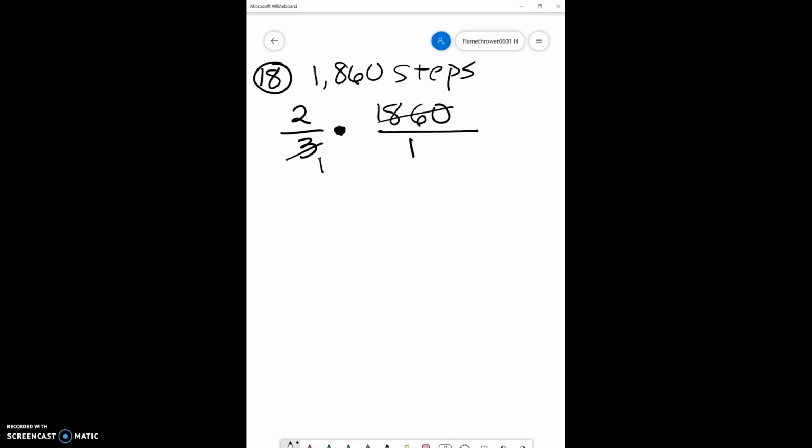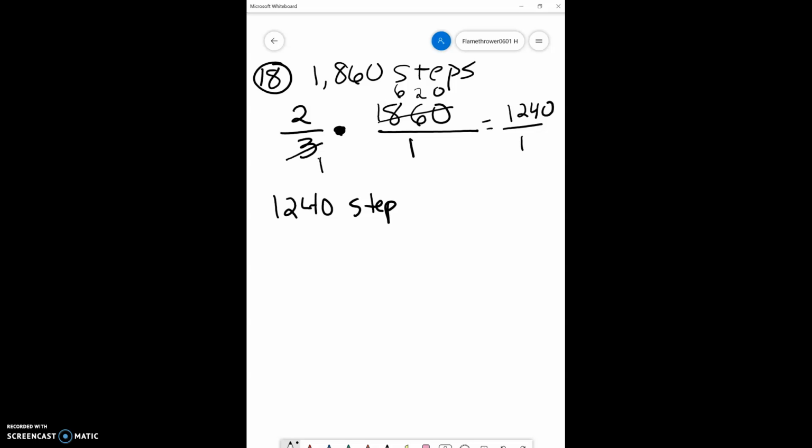How many times will 3 divide into 1860? Well, 3 will divide into 18 6 times. 3 will divide into 6 2 times. And 3 will divide into 0 0 times. Now you can multiply straight across. You get 1240. 2 times 620 is 1240 over 1. So we know that she climbed 1,240 steps. And let me go back to my picture of the problem.